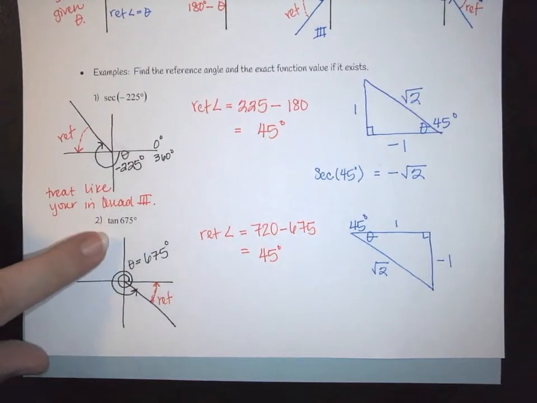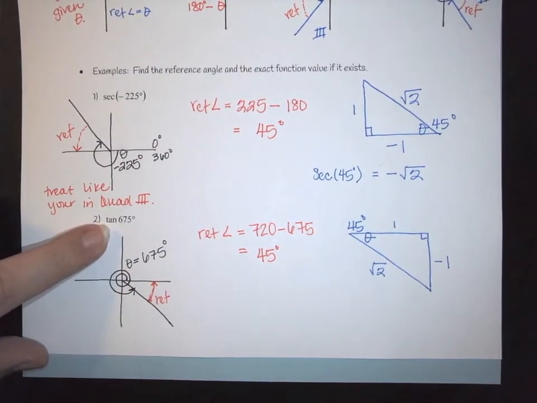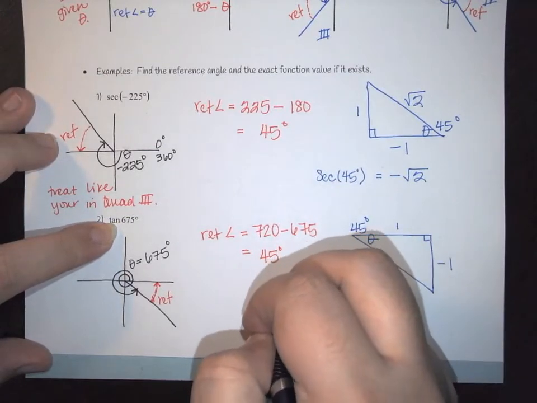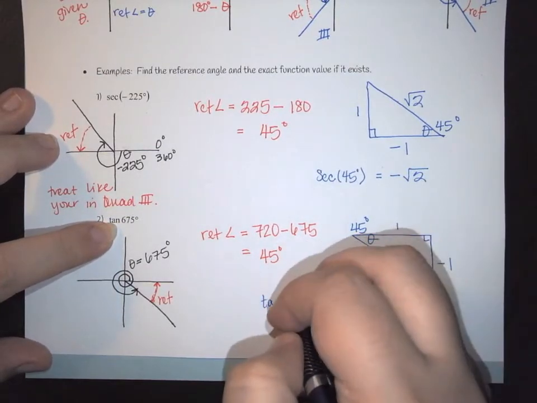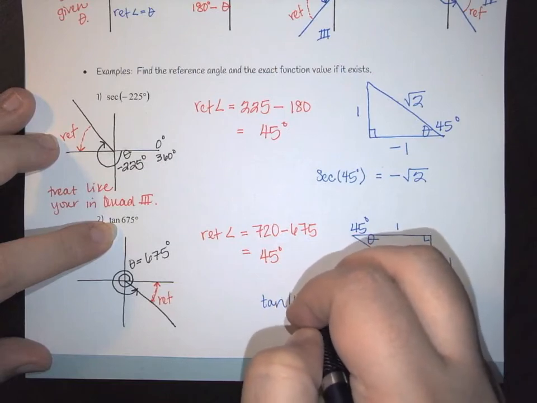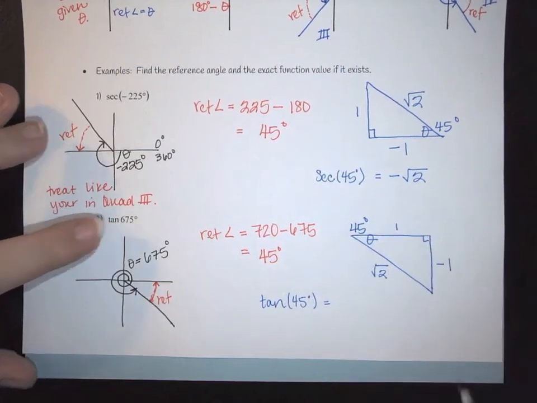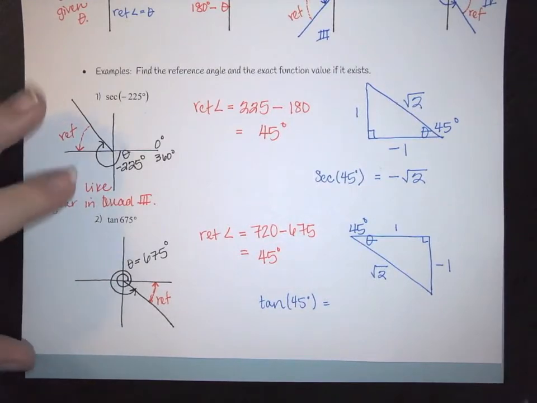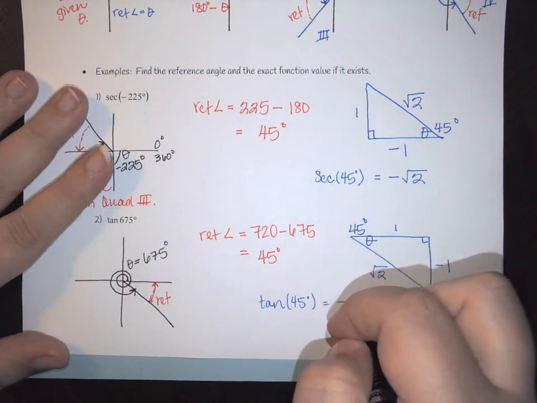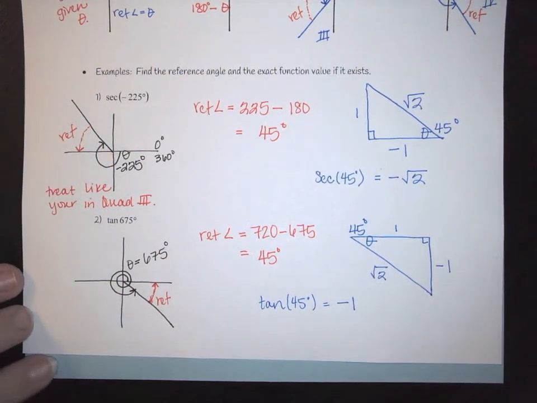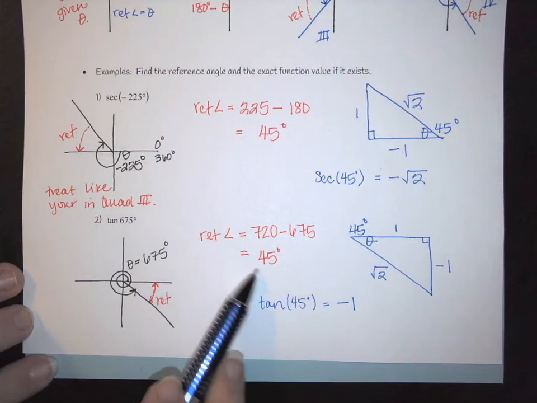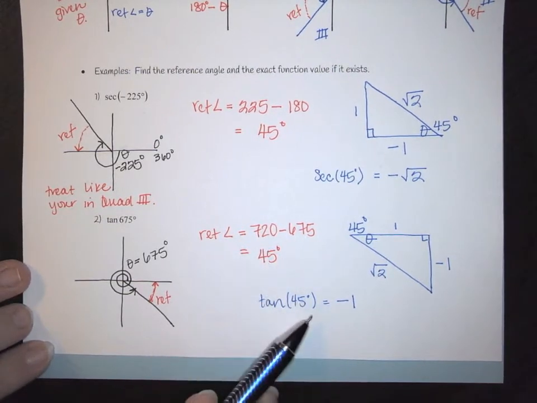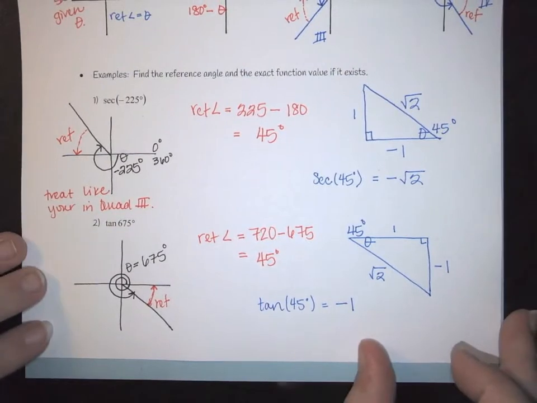Now the last thing we have to do is take a look at what our trig function was. In this case we were looking at the tangent. So this is going to be the tangent of that reference angle, which was 45. And if you remember, tangent is opposite over adjacent, and so here we get -1. Okay, so there we've calculated the two pieces of information we needed for this problem, which is the reference angle and what the actual value comes out to be.